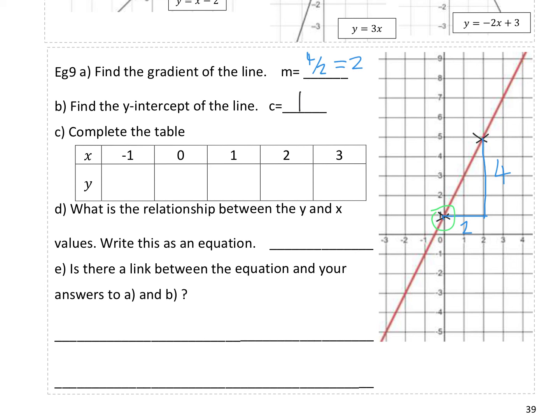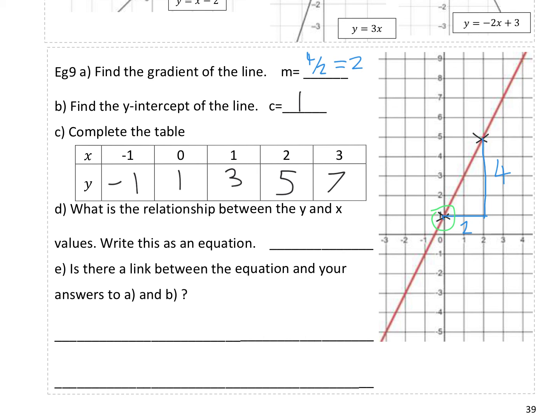Part C is to complete the table. So we're given x values, from the graph we've got to figure out what the y value is. So when x is -1, we go along to -1. We can read the graph, and the graph y value is -1. When x is 0, go along to 0, go up to the line, and we see that y is 1. And then when x is 1, we go right up and we get that y is 3. When x is 2, go along to 2, vertically up we see y is 5. And finally, when x is 3, go vertically upwards and we see y is 7.